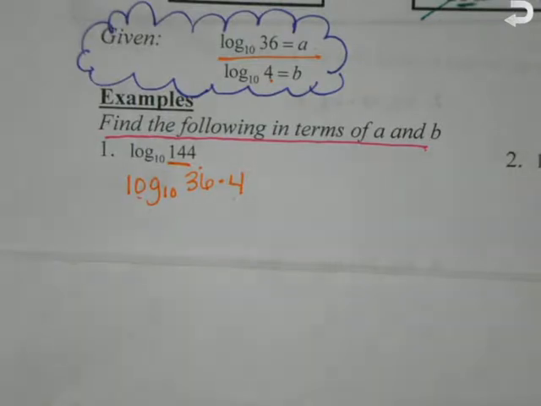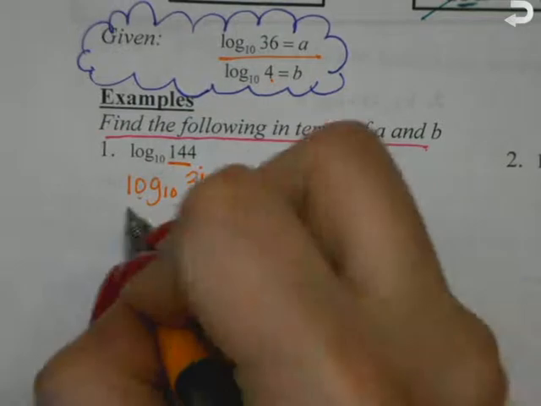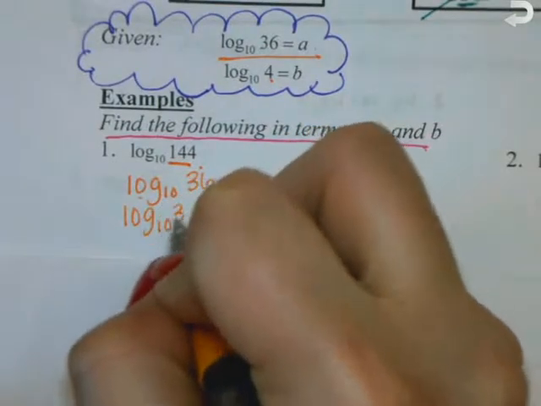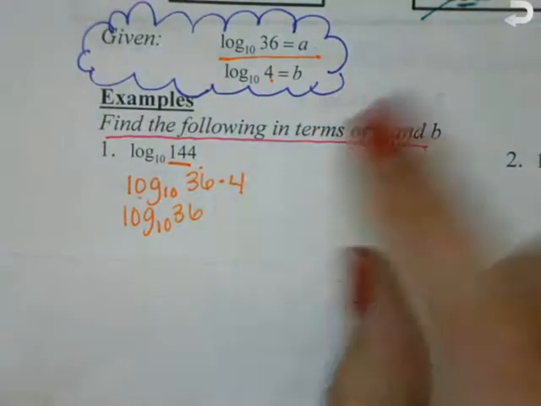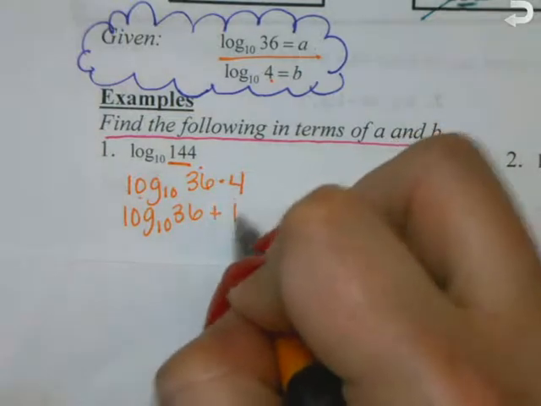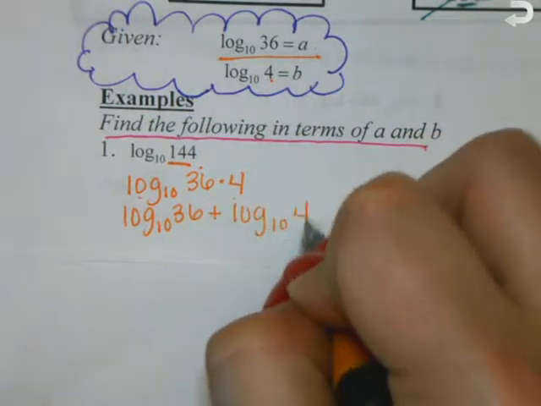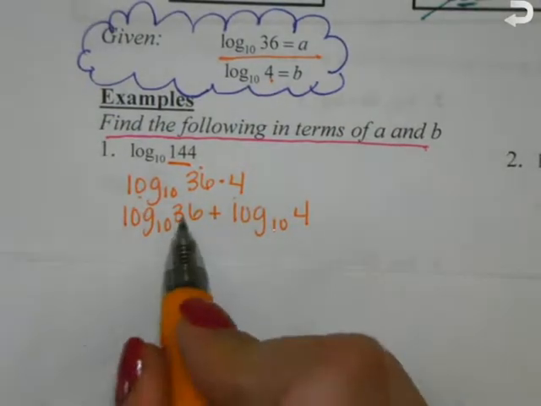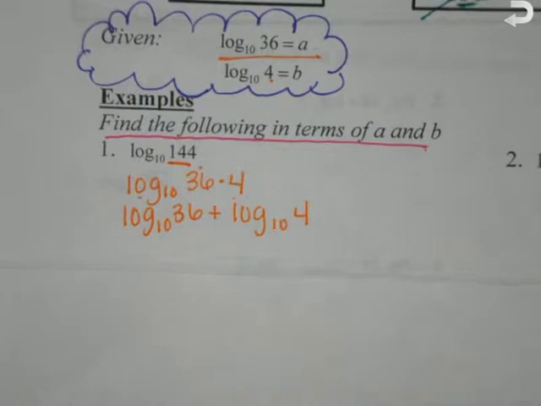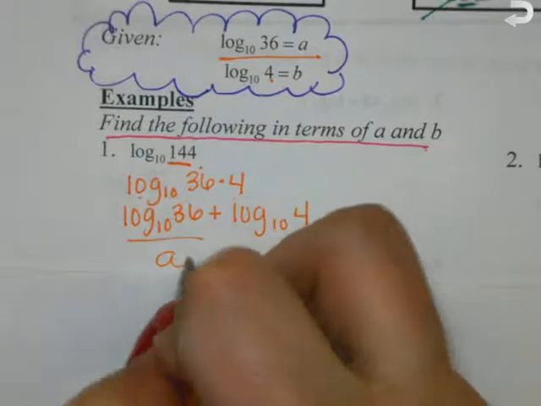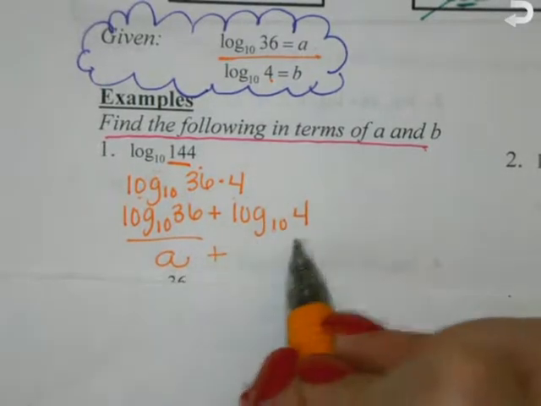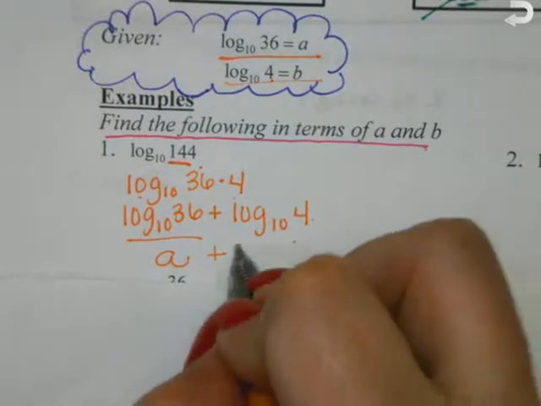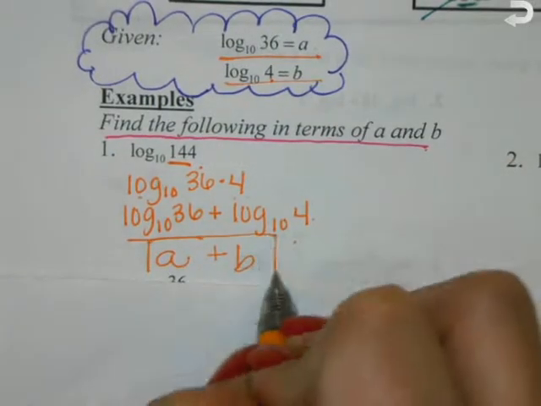Yes, we would use our log properties to split these up into two logs. So that would be log base 10 of 36. Since these are being multiplied, what do you do when I split them up? You add. So this is going to be plus log base 10 of 4. Now can I substitute? Yeah, because now I have log base 10 of 36. What is log base 10 of 36 equal to? A. So substitute A plus, what is log base 10 of 4 equal to? B. So we end up with A plus B.